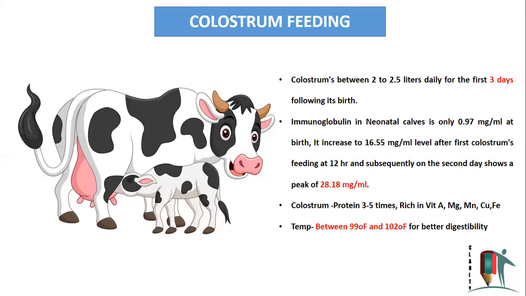Another important term you need to remember, that immunoglobulin maximum that runs in the blood of the calf is 28.18 milligram per milliliter. They can ask this question. It is important. See, the concentration of immunoglobulin increases from 0.97 when the calf is born to 28.18 milligram per milliliter. Colostrum, all of you know that it is very rich in protein, vitamin A, minerals, vitamins, all these things.